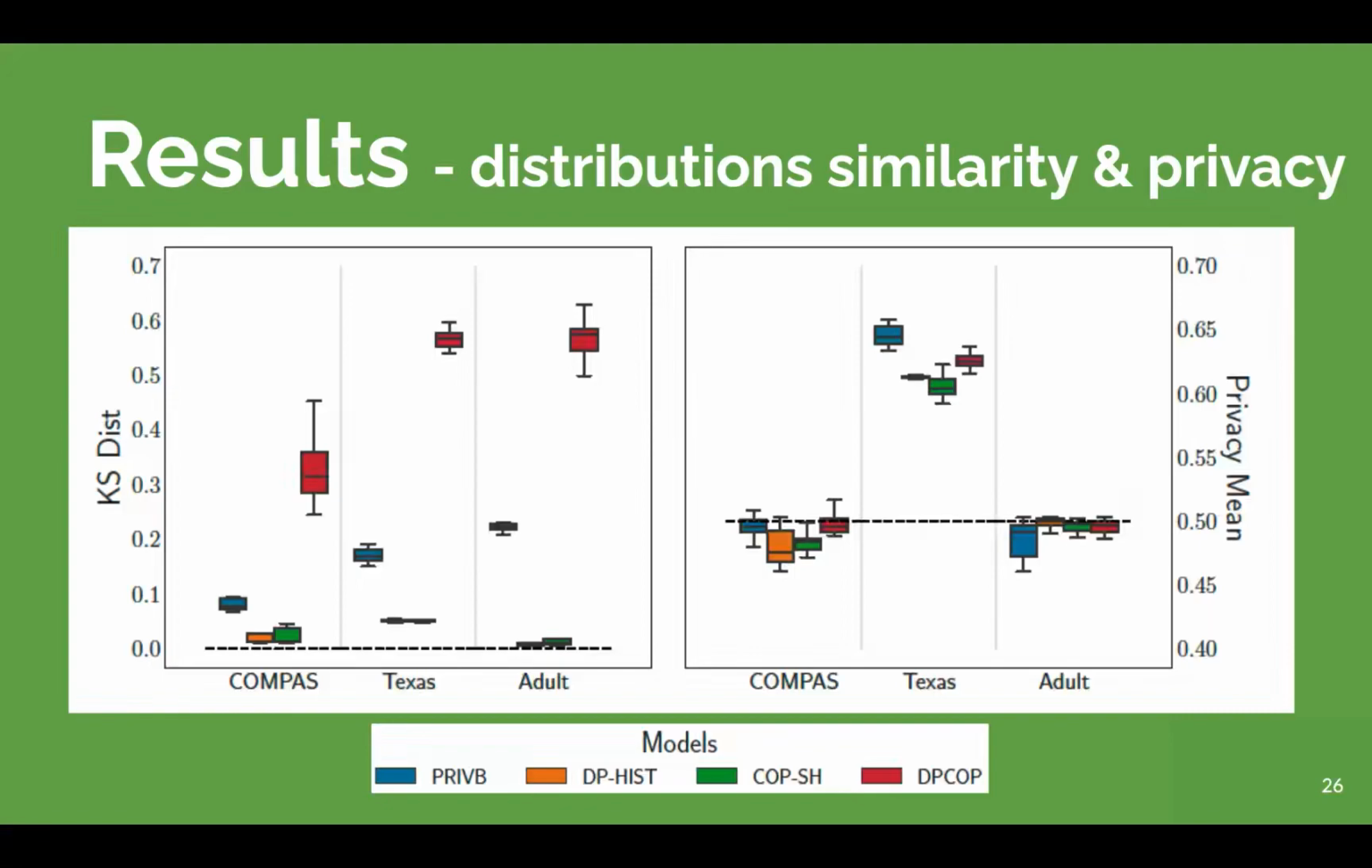And for the privacy, here the closer to 0.5 is the better. So for Texas, which is the biggest dataset, copulas provided the better protection. Same here for Adult. It did not outperform PrivBase on COMPAS though.